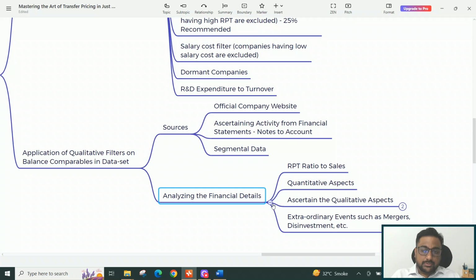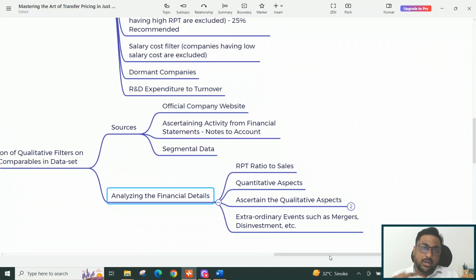Now once we do this, you also need to analyze the financial details once you have the report in your hand. At this point, you have the financial statements of the company which could be considered as a potential comparable to your tested party.